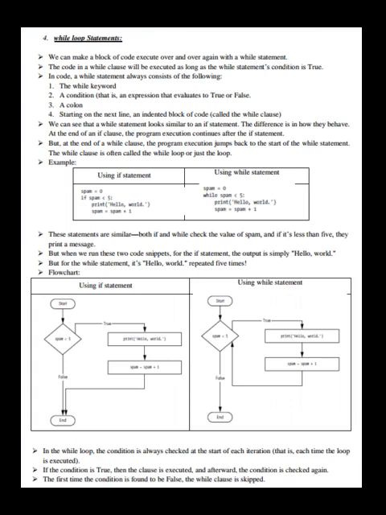In the while loop, the condition is always checked at the start of each iteration, that is, each time the loop is executed. If the condition is true, then the clause is executed and afterwards the condition is checked again. The first time the condition is found to be false, the while clause is skipped.